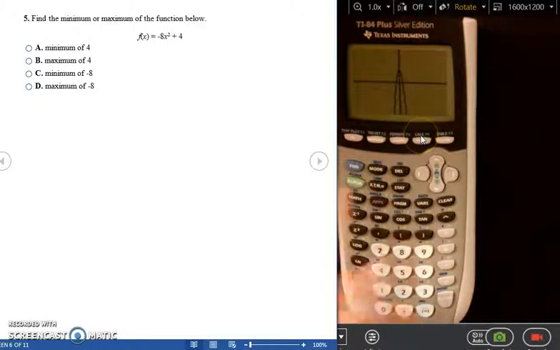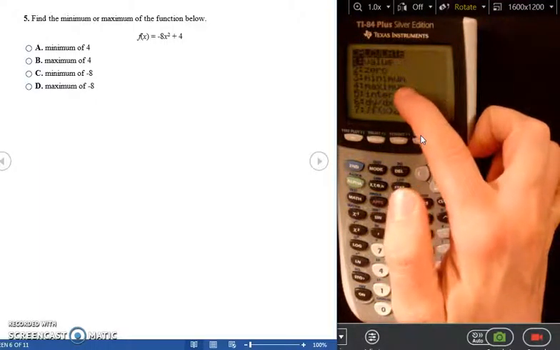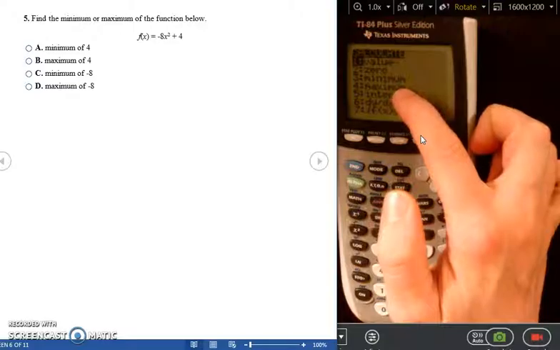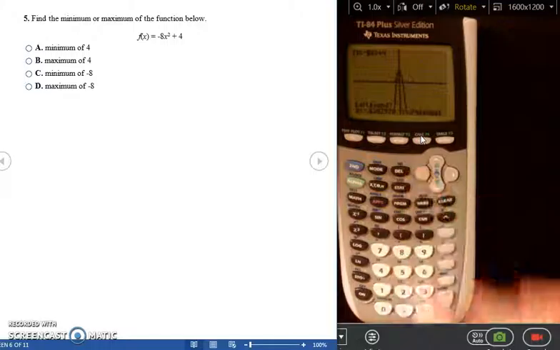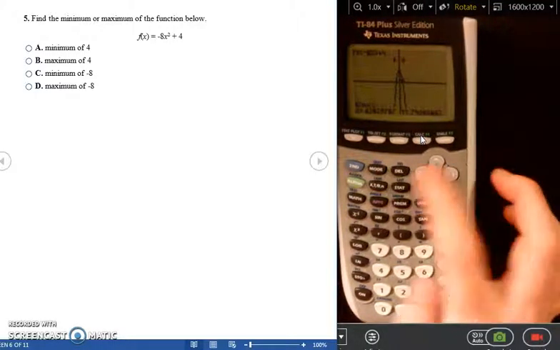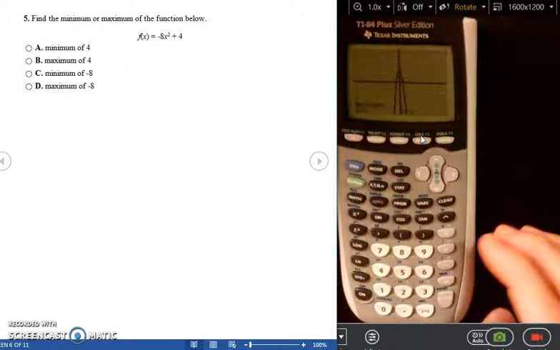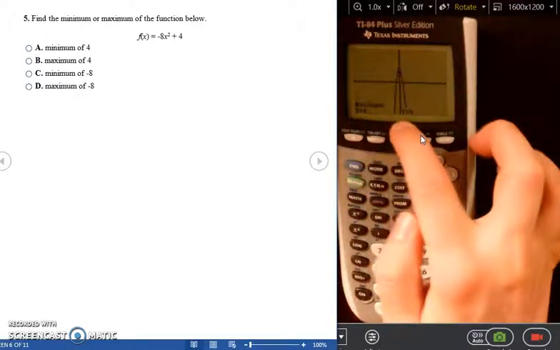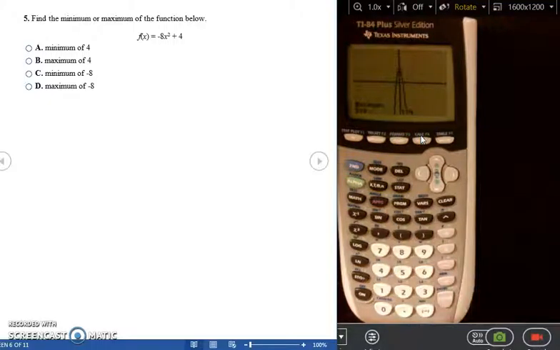It's in blue, so I have to press second calc. And I'm calculating a maximum, so you have to know if you're looking for a max or min. So I'm looking for a max, so I'm going to press 4. And then I'm going to move my cursor so it's to the left of the max, and then move it so it's to the right of the max, and then move it so it's right over top, and that's how I answer those questions. And I press enter, and it tells me here the maximum, and it's just the y value that I need, is 4. And so that means the maximum of 4, choice B, is going to be my final answer.